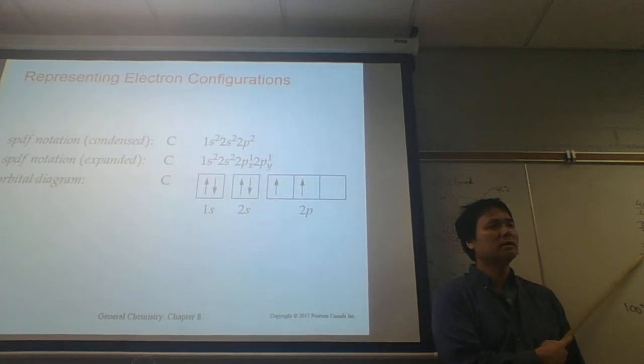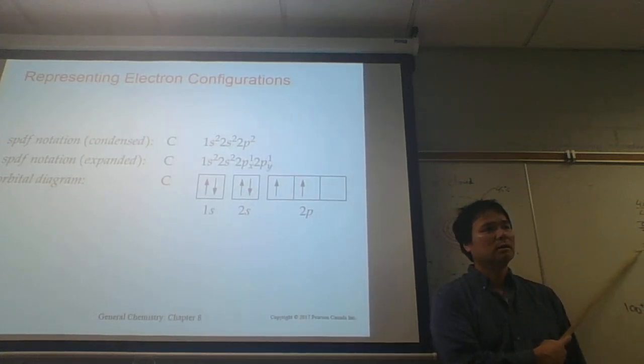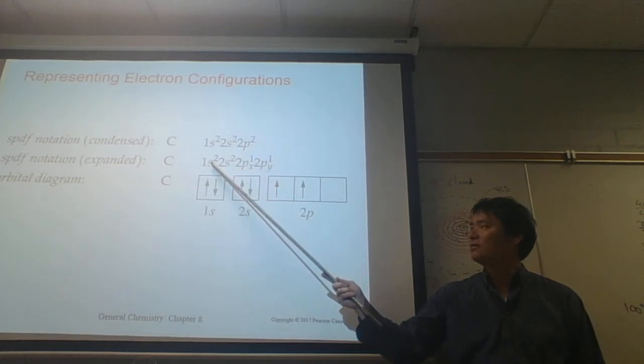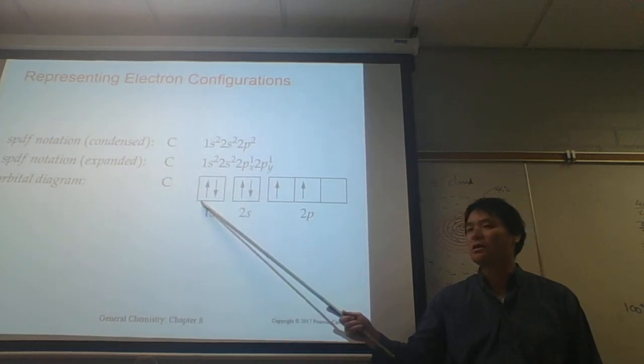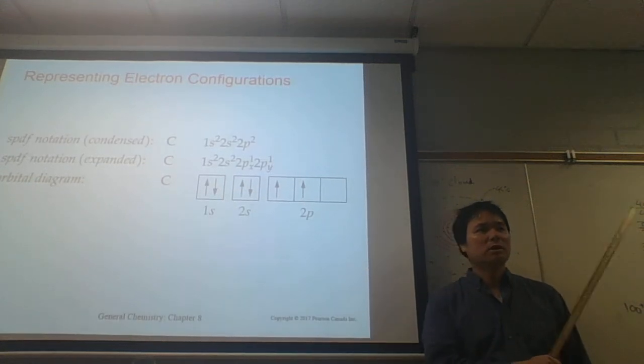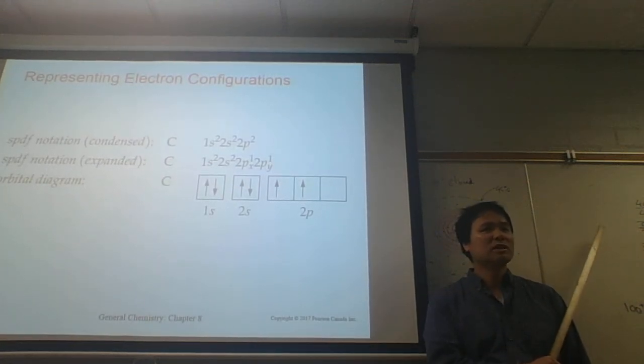What do we call this? Okay, this is the electron configuration, condensed. This is electron configuration expanded. This is the electron box or orbital diagram. This is called the energy level diagram.